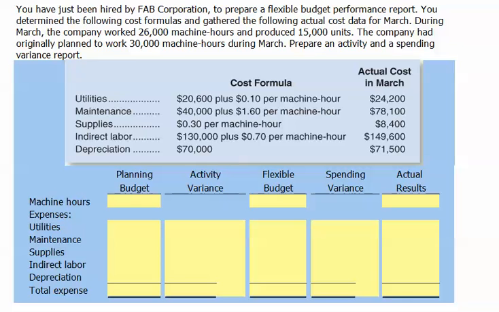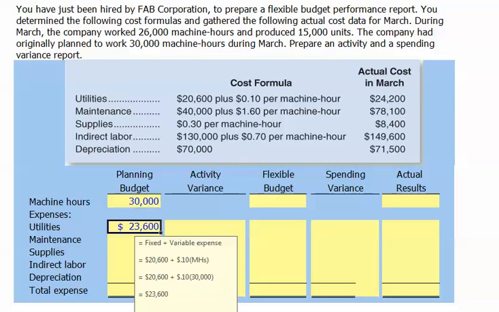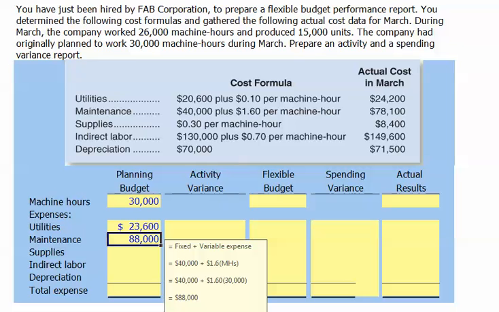First, let's take a look at our planning budget. Our planning budget is based on our original planned hours of 30,000 hours. And let's go ahead and calculate our expenses. Our utilities have a fixed and a variable component. The fixed component is $20,600 plus 10 cents per machine hour. And we plan to work 30,000 machine hours. So our total utility expense is expected to be $23,600.